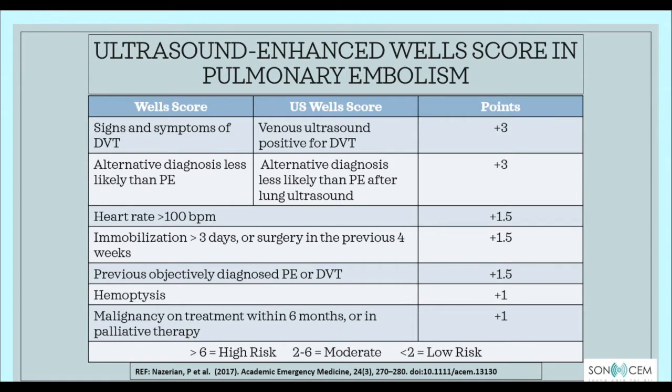Okay, so this slide shows the ultrasound-enhanced Wells score in pulmonary embolism. This table is more objective, as higher scoring is given based on evidence of positive findings of DVT and lung ultrasound, which can suggest pulmonary embolism, compared to non-specific signs and symptoms of DVT to come to the diagnosis of pulmonary embolism. In patients with suspected PE, point of care lung and venous ultrasound is feasible, rapid, and increases the accuracy of the conventional Wells score.